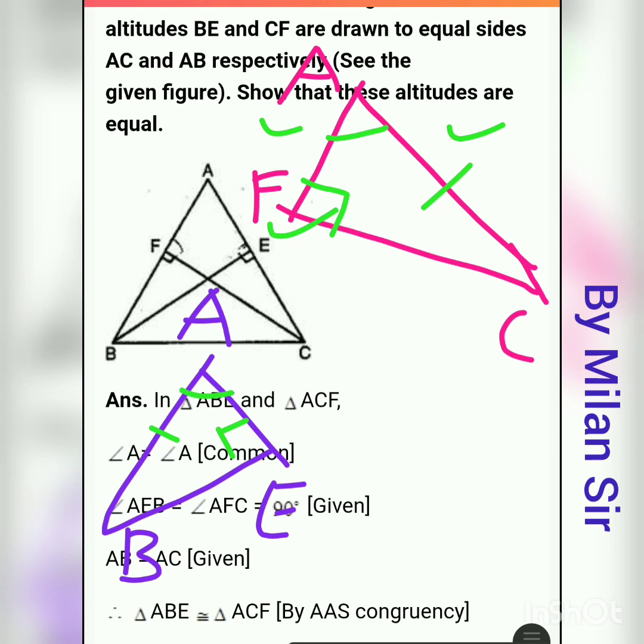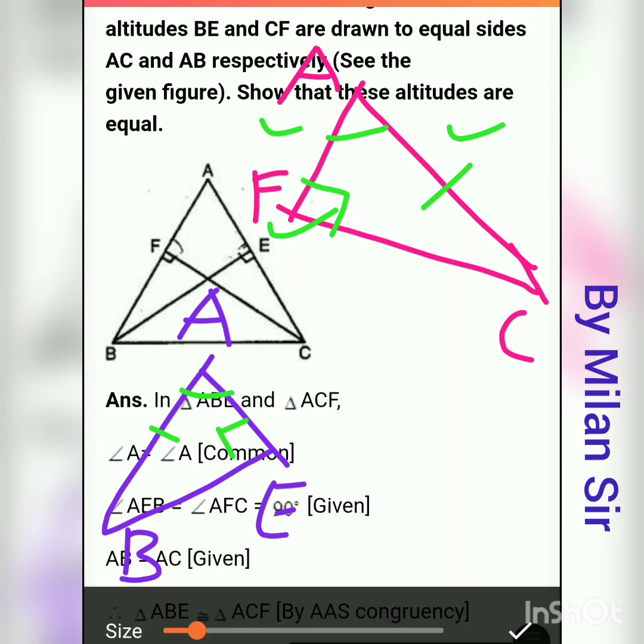So in these two triangles, three things are same. Again I repeat this thing. One angle 90 degrees, angle A is common, and AB is equal to AC because this is an isosceles triangle, right? So by using the angle-side criteria, we can say that the two triangles are congruent. And from that, by using CPCT, we can say that BE is equal to CF.